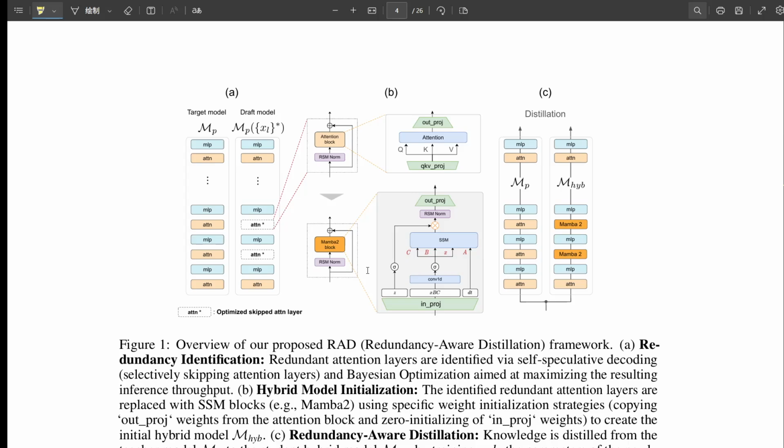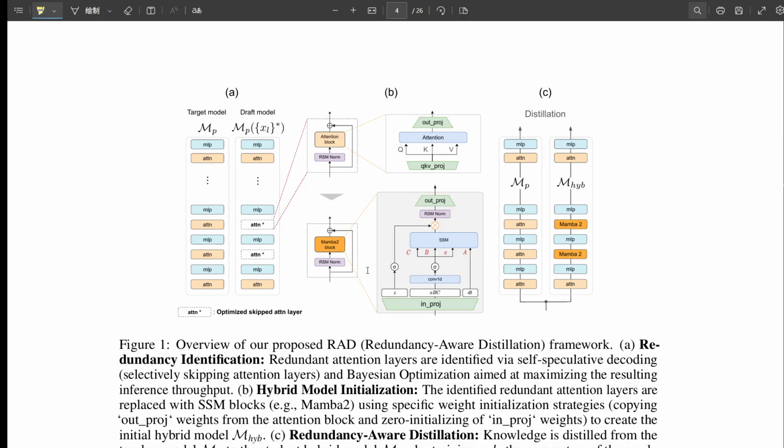And this isn't just a simple copy-paste swap. There's a really critical detail about how the new SSM blocks are initialized. Right, this is another academic innovation they highlight. Absolutely. This initialization strategy is key, and the sources really stress its importance. They copy the out_proj weights from the replaced attention block to the new SSM block's out_proj.